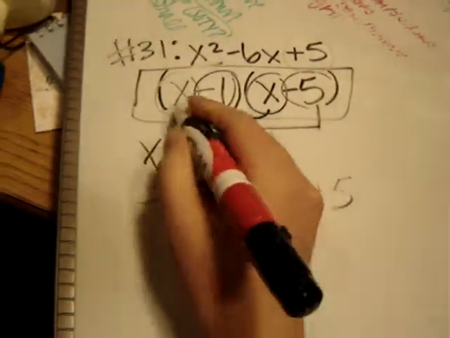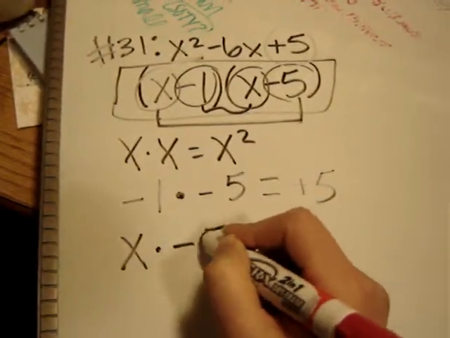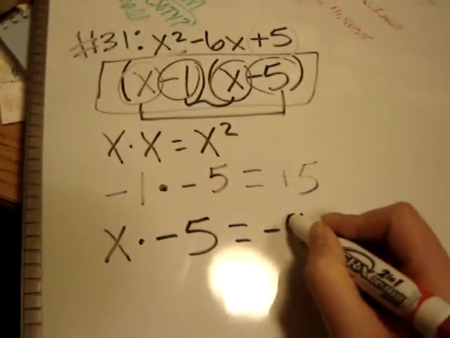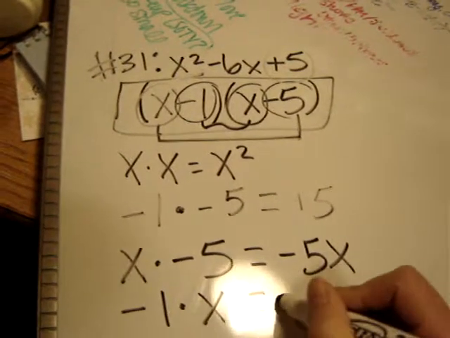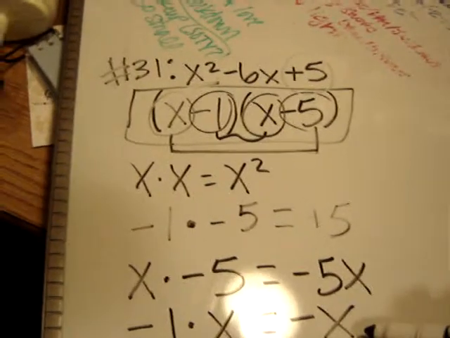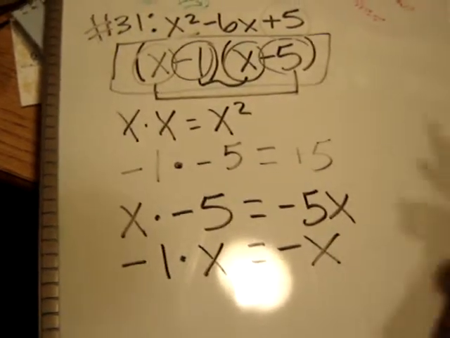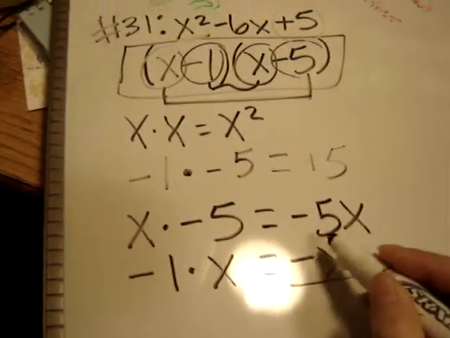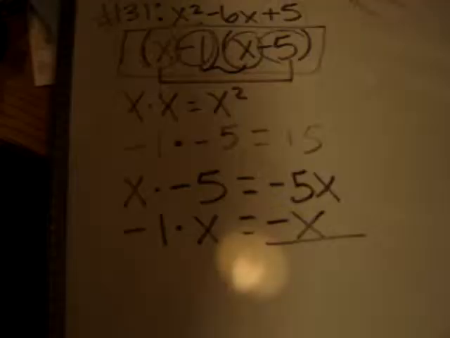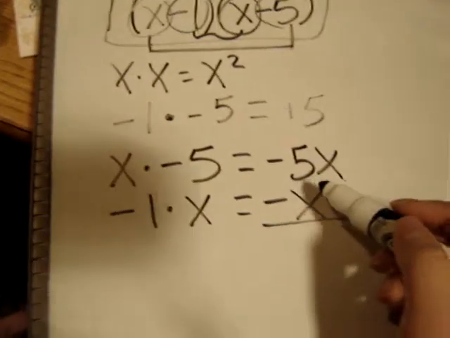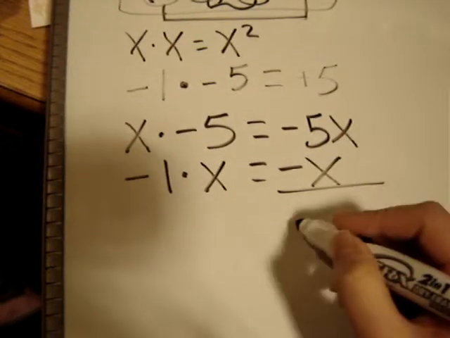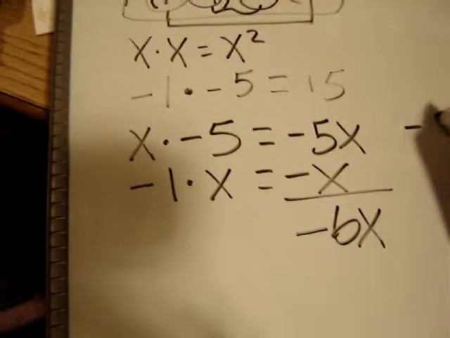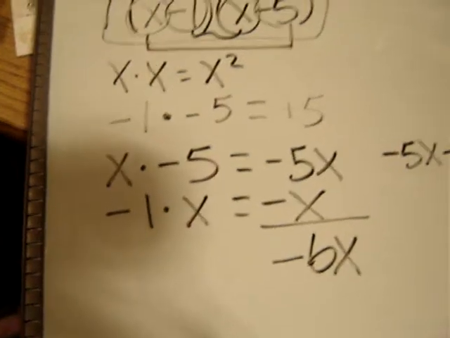So the outside first is what? x times negative 5 equals minus 5x. And then the two on the inside is negative 1 times x, which is negative x. You see, they both have the same variable, x, so you can add them together. Minus 5x plus minus x, so what does that equal? Minus 6x. Because if you write it out like 5x plus negative x, if you're adding a negative, it's another negative.